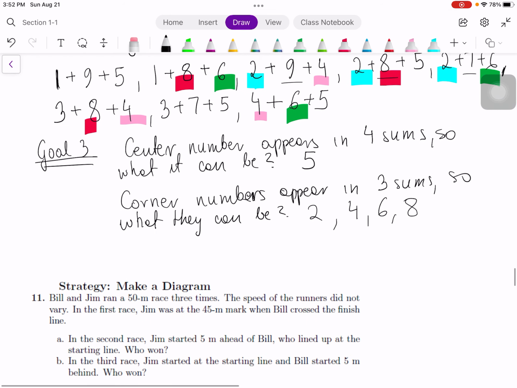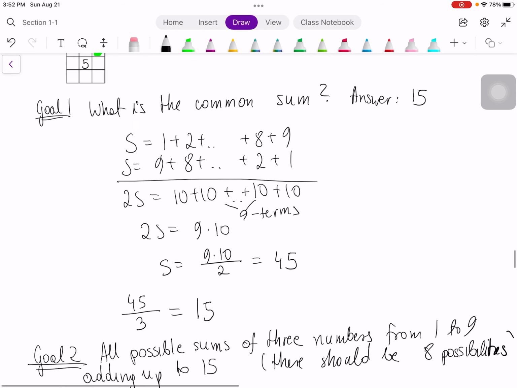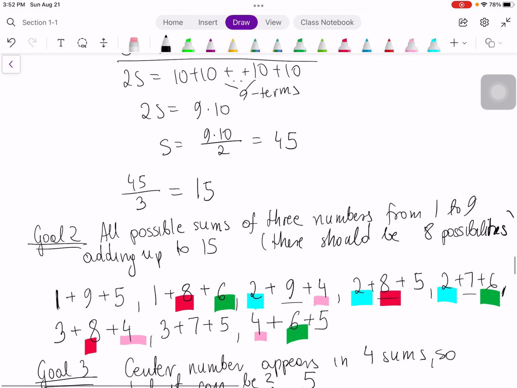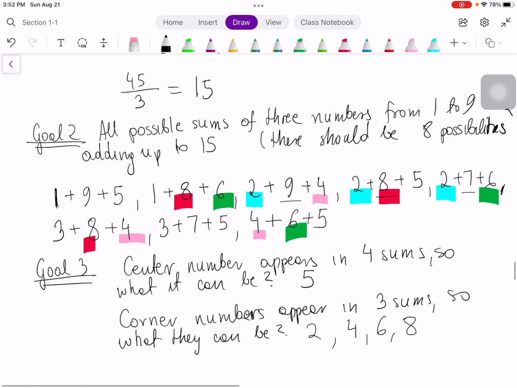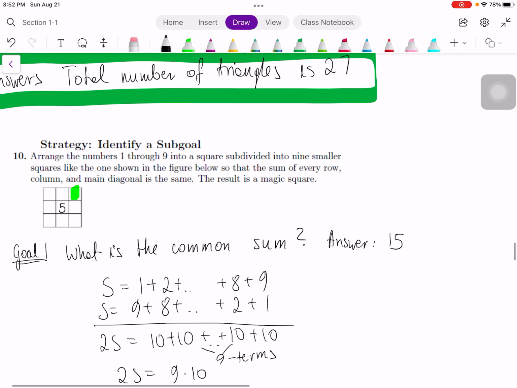Okay, so I have my numbers. There are 4 corners, right? So I don't have to look for more. Then I will put in the corners 2, 4, 6, and 8. Notice they're even numbers. It doesn't matter the order. 2, 4, 6, 8, I'm going clockwise. Then, of course, since I know the sum must be 15, I can fill in the gaps.